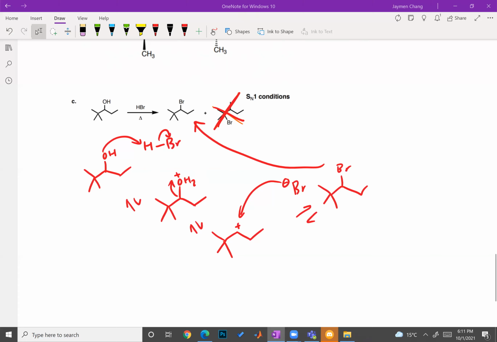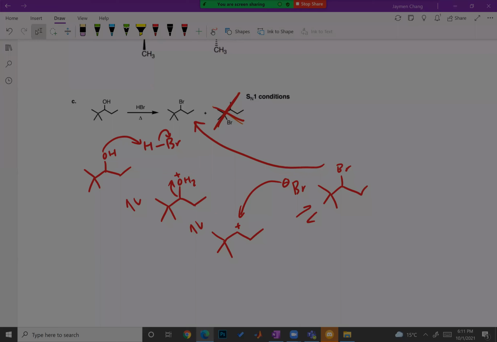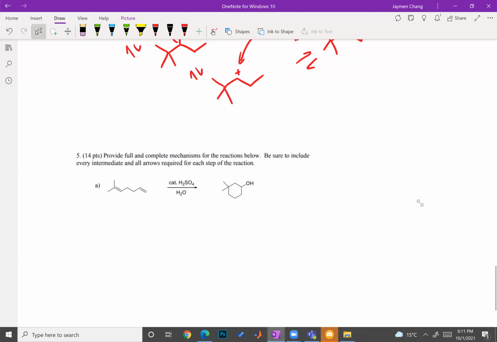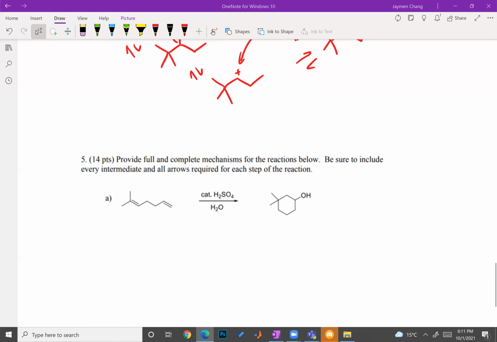All right, so the next problem we're going to take a look at is, let's see. Okay, so I'm pretty sure a very similar problem popped up on the final in 2019. So this was a very good problem. So let's go over it. So what we're going to see is that we have some sort of ring cyclization.